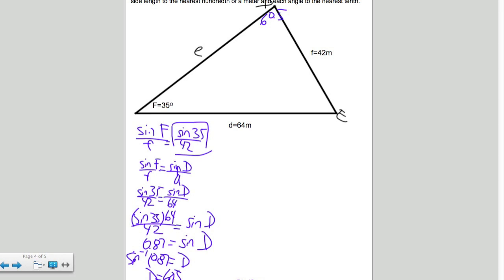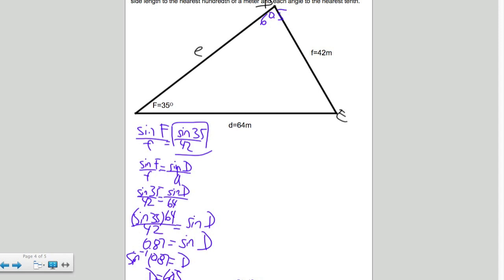How do we go solve for E now? Yeah, we need the angle first, right? Because we can't do a side length. How can we do the angle? Good. So we do the 180 minus 35 minus 60.5. What do we get? What if you got 60.92? I got 60.9.